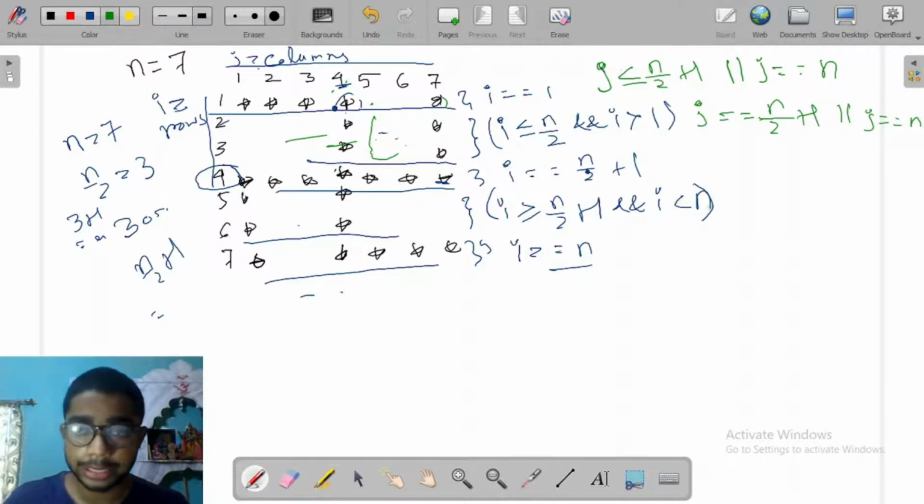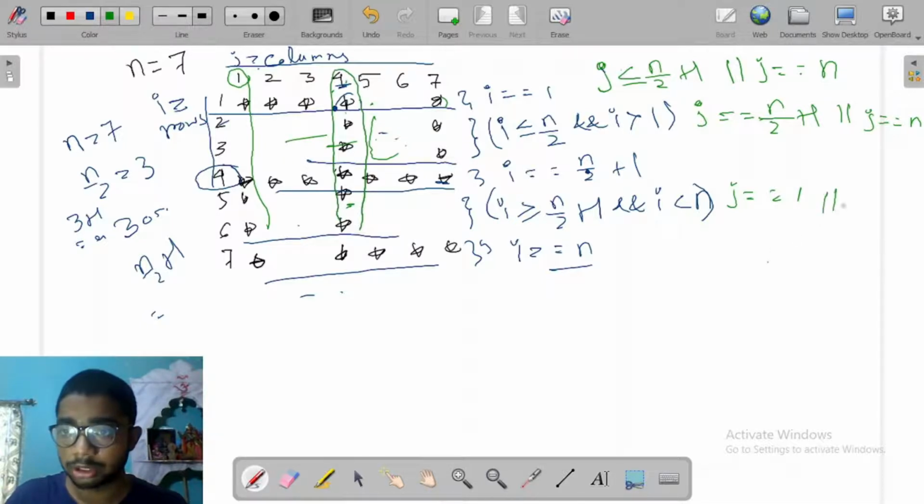So come to the next part. In the next part, when j is equal to 1, and also j is equal to n by 2 plus 1, see here you can see j is equal to n by 2 plus 1, then we are going to print the stars, else print the spaces. Next, come to the last phase.